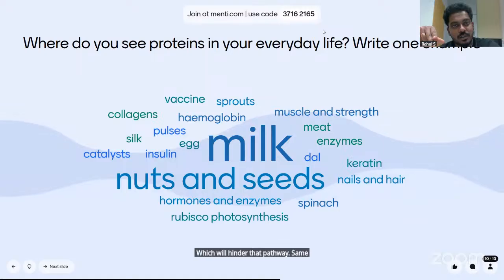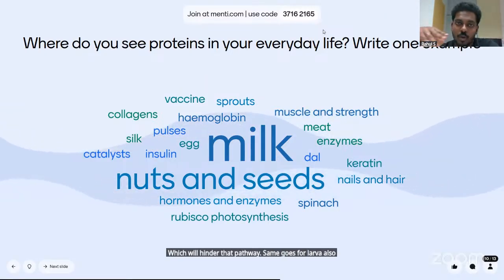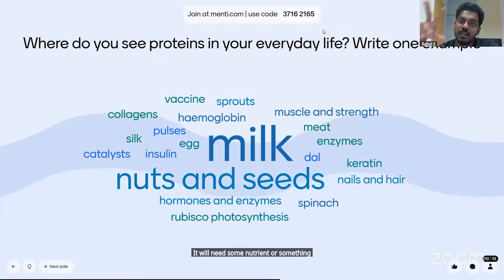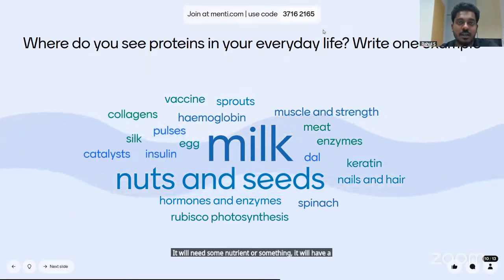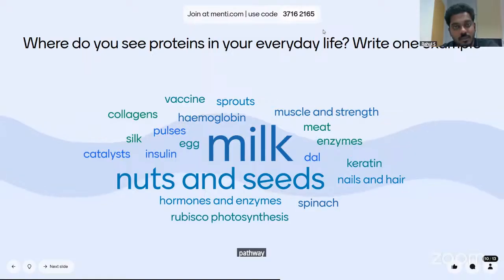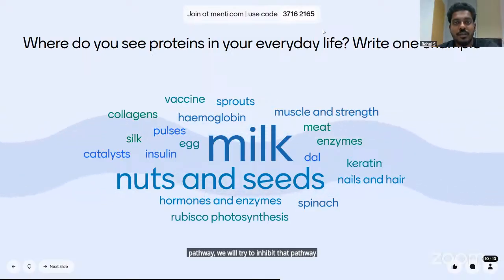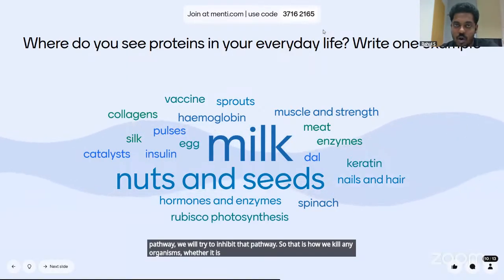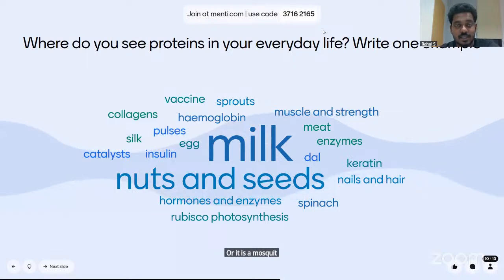Same goes for a larva or worm, whatever it is. It will need some nutrient or something. It will have a fatal pathway, and we will try to inhibit that pathway. That is how we kill any organism, whether it is a worm, a mosquito, or a bacteria, whatever it is.